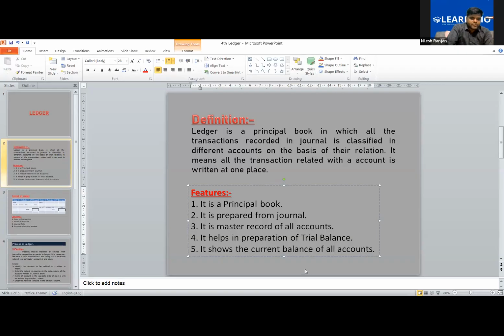It shows the current balance of all the accounts. It means ledger is prepared to calculate the balance of every account, like purchase balance, sale balance, any amount payable or receivable from someone. That is also part of ledger.